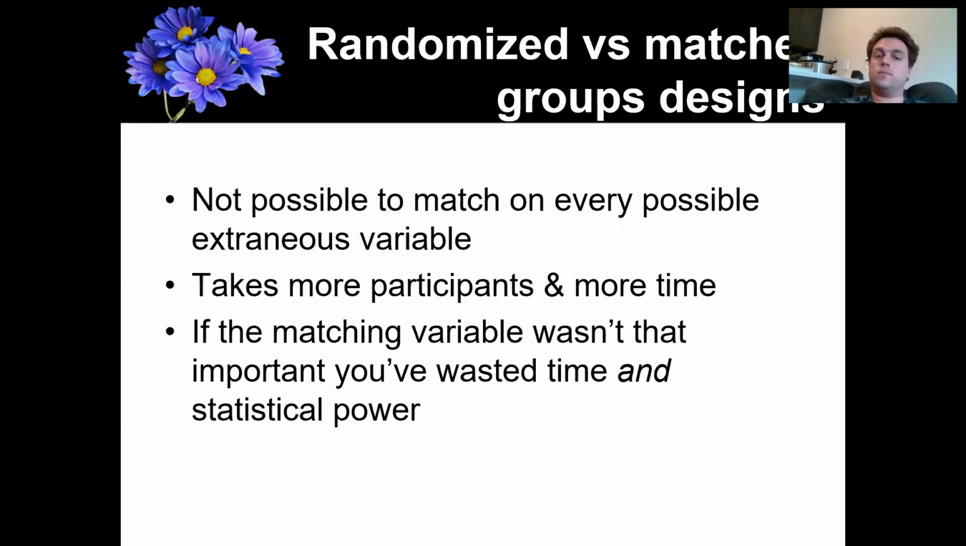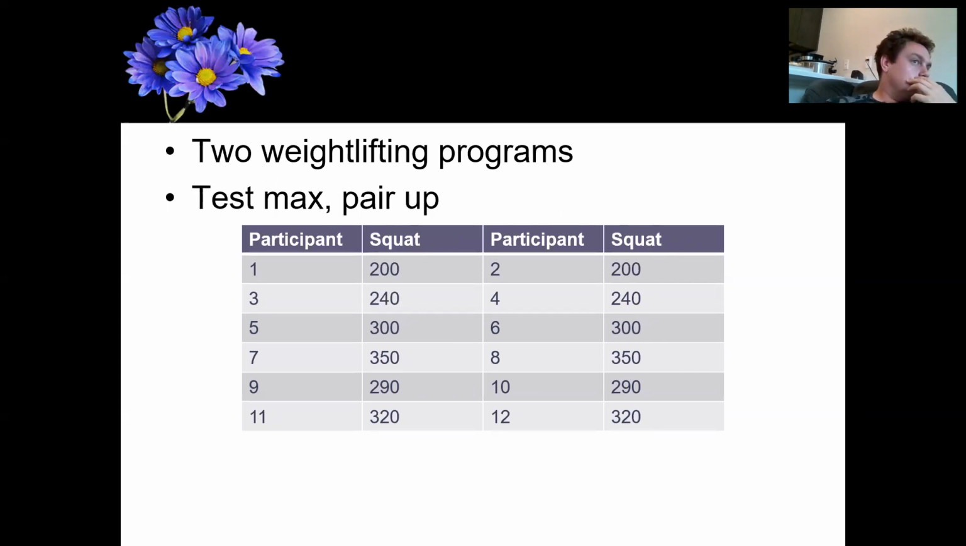Okay. The last thing is that it might take more participants because you have to try to match everyone, and it also takes more time because you have to do a baseline measurement. There's no guarantee that it will even make a difference, right? It's certainly possible that the matching variable was really not that important. And if that's the case, you've wasted time and statistical power. An example might be, let's say I compare two people on the squat, but it doesn't actually matter whether they start at 400 or 200. Their response to the treatment is the same. Well, if that's the case, then doing a match design would just be a wasted effort.